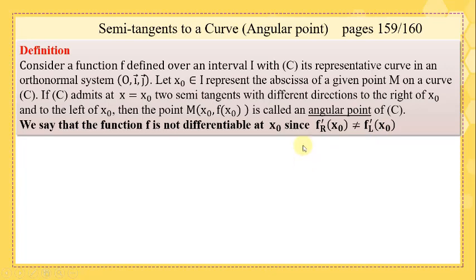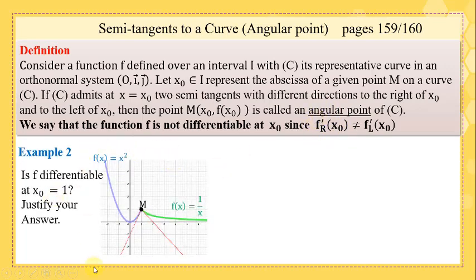In other words, graphically, the slope of the semi-tangent here is different from the slope of the semi-tangent here, because we said we have two semi-tangents with different directions. Remember that the number derivative represents graphically the slope of the tangent at the point. Example. Look here at this graph. We have piecewise function f of x equal x squared and later f of x equal 1 over x. Is f differentiable at x0 equal 1?